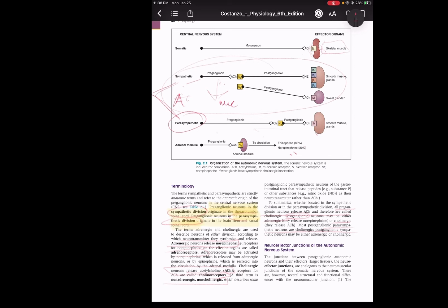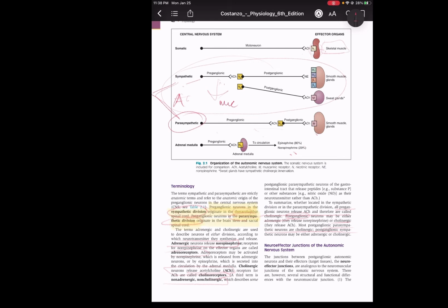They have asked questions like this: where is the origin of the sympathetic or parasympathetic division? So always remember, the sympathetic division originates in the thoracolumbar spinal cord, and the parasympathetic originates in the brainstem and sacral spinal cord. Then the neurotransmitter they synthesize and release.